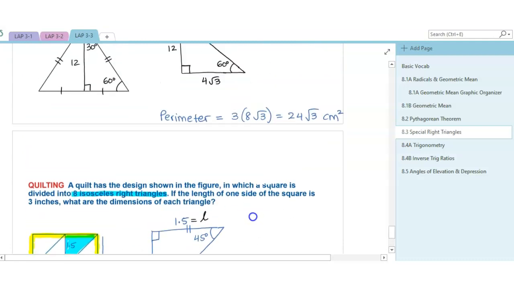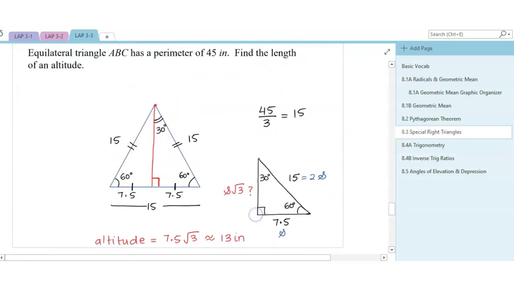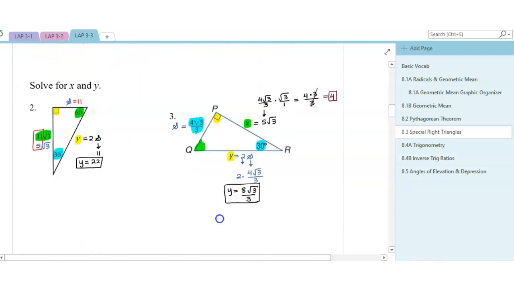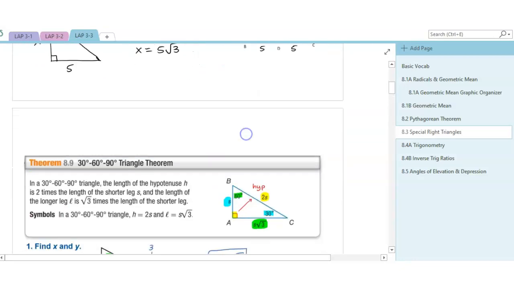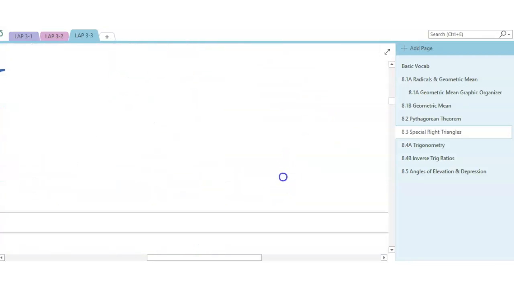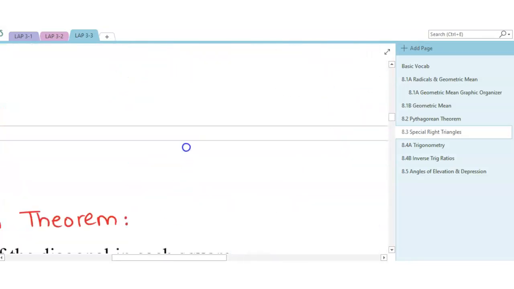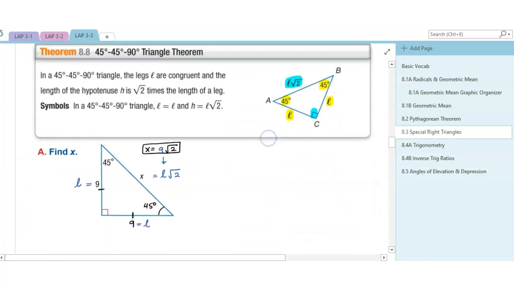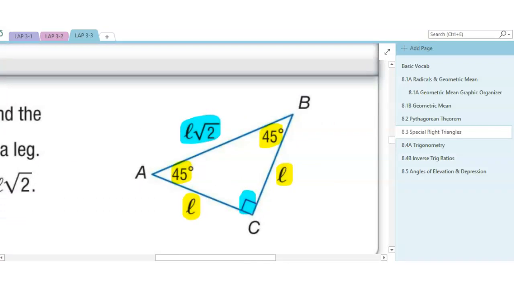This is our lesson for today. 45, 45, 90 triangles and 30, 60, 90. Make sure you remember the properties of them. You want to basically remember this right here. And you want to remember the other slide with the theorem that states the properties. So those are the ones that you have to memorize for your assessment. Okay?